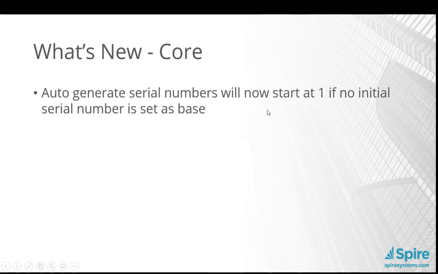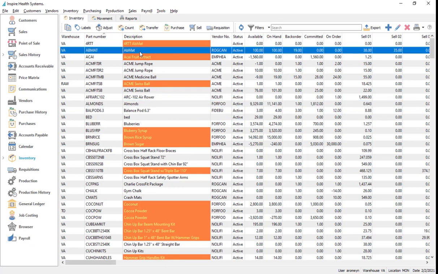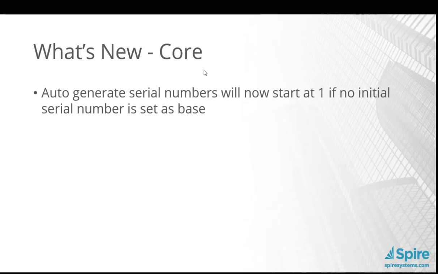Auto-generate serial numbers will now start at 1 if no initial serial number is set as base. So I'll just explain this one. If you received serial number 5678 previously and you hit auto-generate, it will go with 5679, 5680, or whatever for the next number. But if you don't have one set at all, it will start at number 1. Okay, and if you receive 10, it'll go serial numbers 1 through 10, and then the next time around it'll go from 11 and up. Okay, just a small change there.